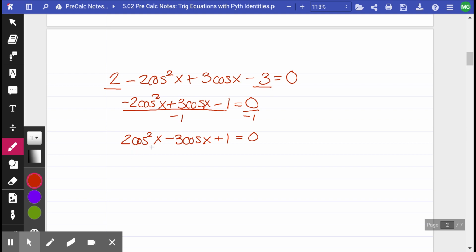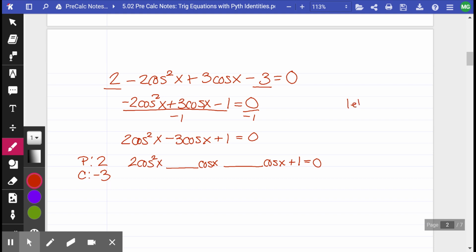So I do know that in front of the cosine squared, there's a 2. So I'm going to use p's and c's. The p is my product of my first and last term, so that's 2 times 1 is 2. And c is my center term coefficient, which is negative 3. I'll show you how to do it with the cosine. So I take out the middle, and instead of blank x, it's just going to be blank cosine x, blank cosine x plus 1 equals 0.